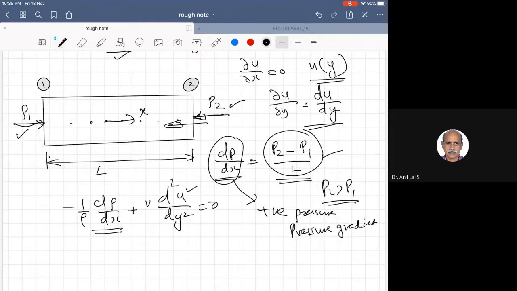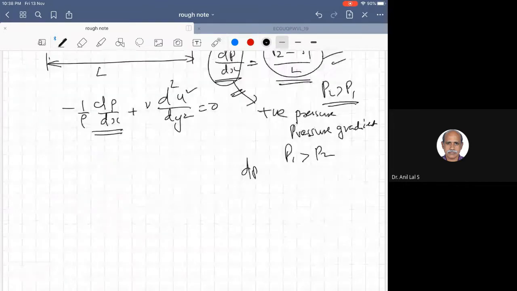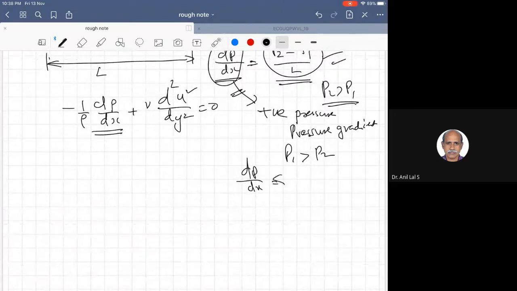If P2 is equal to P1, essentially there won't be any flow that we will see. P2 equal to P1 means dp by dx is equal to 0, there won't be any velocity. If P1 is more than P2, that means dp by dx is less than 0.